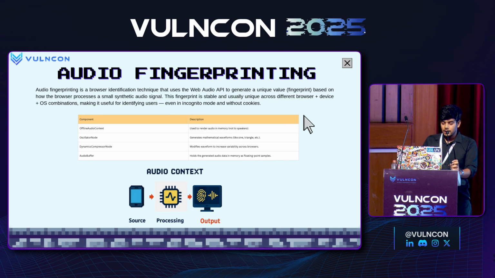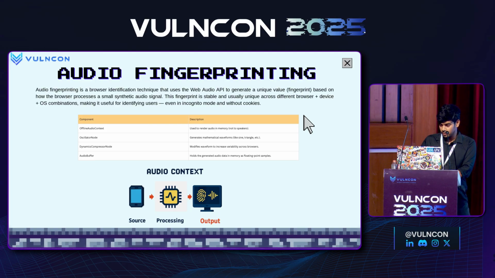Audio fingerprinting is a browser identification technique that uses the Web Audio API. This is a really common API that is used in browsers and websites. It works by how your particular browser processes the Web Audio API and how your OS combines with it, which makes it unique to you and your browser. This works in incognito mode as well, so it doesn't just work in normal browsers. It has 4 main components: the offline audio context, the oscillator node, the dynamic compressor node, and the audio buffer.